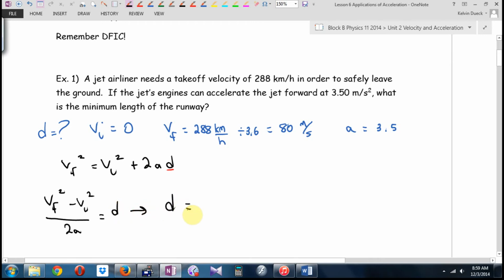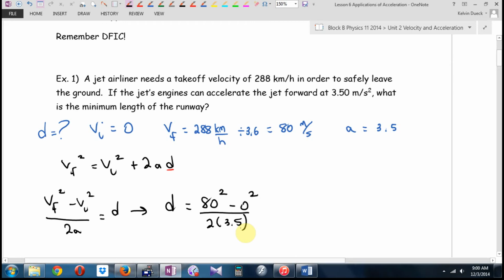So, list your data, find a formula, insert the numbers. 80 squared minus 0 squared. I probably won't bother typing the minus 0 squared on my calculator, but I'll show it there so you know that it was okay. All over 2 times 3.5. Kyle, I think you were the one that I asked last day. Is there more than one number on the top? I should put it in brackets. Is there more than one number in the bottom? I should put it in brackets.